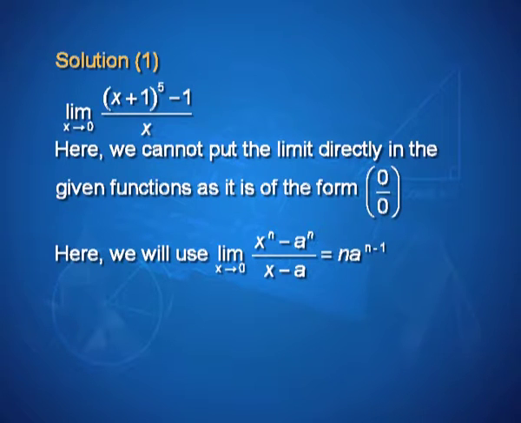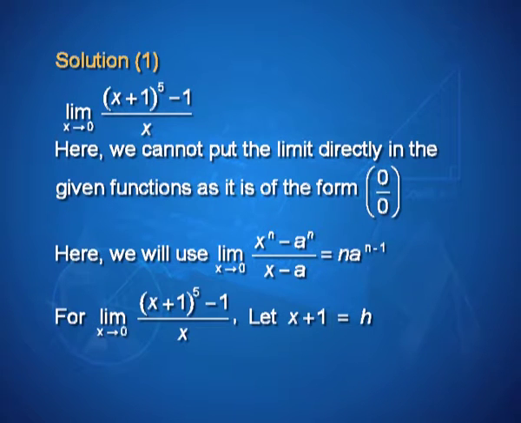Here, we will use the formula: limit of (x^n − a^n) upon (x − a) is equal to n a^(n−1) as x tends to a. For limit of (x + 1)^5 − 1 upon x as x tends to 0, let x + 1 be equal to h. That is, when x tends to 0, then h will tend to 1.